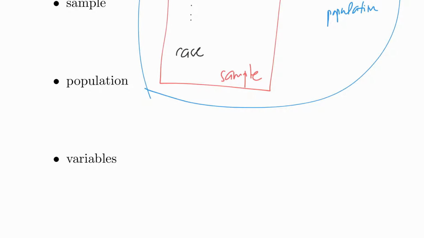Variables we can think of as, well, there are really two primary kinds of variables, and we're going to get into this in subsequent videos. So we have quantitative variables.